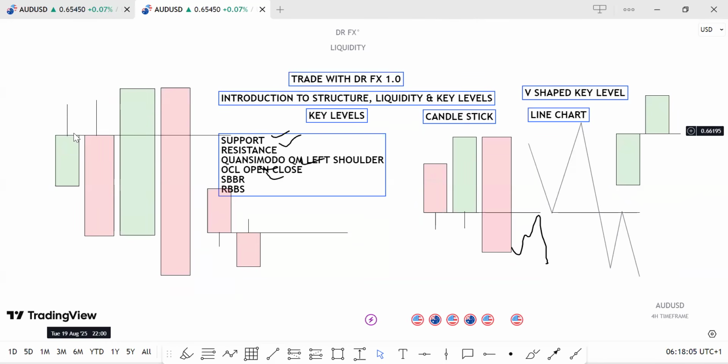We have a resistance. The market closed above it, closed below it. Then this one becomes what? A bearish QM because it failed twice. It's either a resistance that failed twice, or you can call it an RBBS that failed once. So anyone you want to call it. So if you go to the line chart, what you're going to see is something like this.